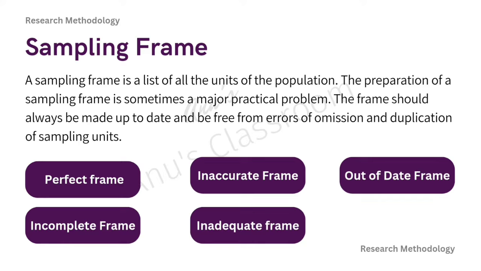One important thing is how we can prepare the sampling frame. When we prepare the frame, it should always be made up to date and be free from any errors of omission or duplication of all sampling units. We could have perfect frames, incomplete frames, inaccurate frames, inadequate frames or even out of date frames, but we should always hope to achieve perfect frames.